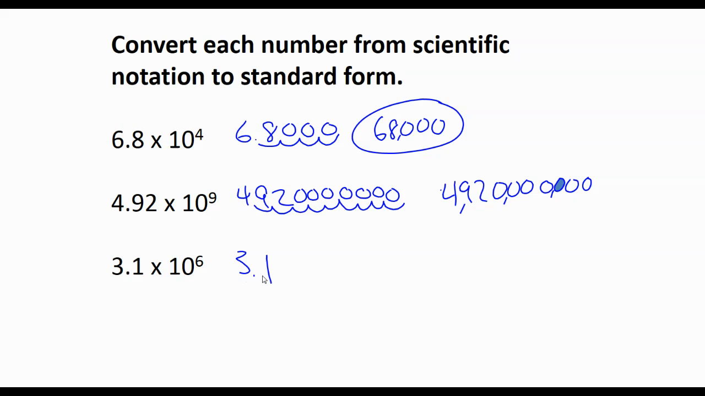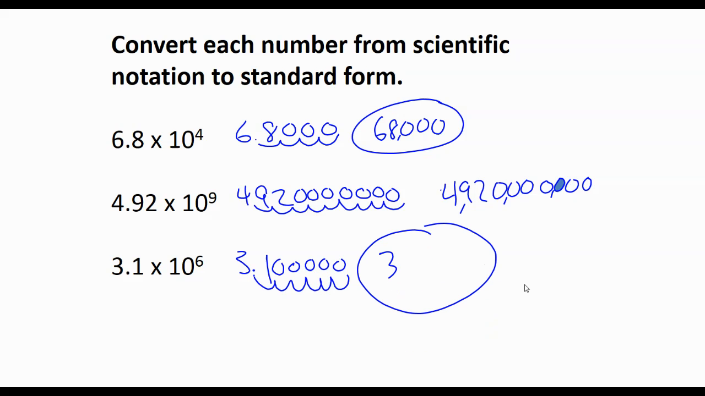Same thing. I'm going to write 3.1, and then I'm going to move my decimal 6 places to the right. So I move it 6 places. I fill in those zeros. So now I've got 3.1 followed by 5 zeros. So I'm going to write that number. I put in my commas. It ends up being 3,100,000.